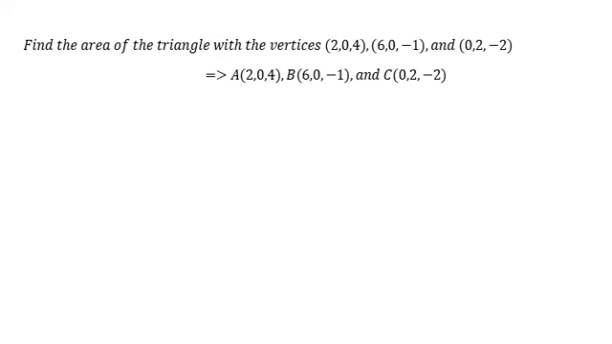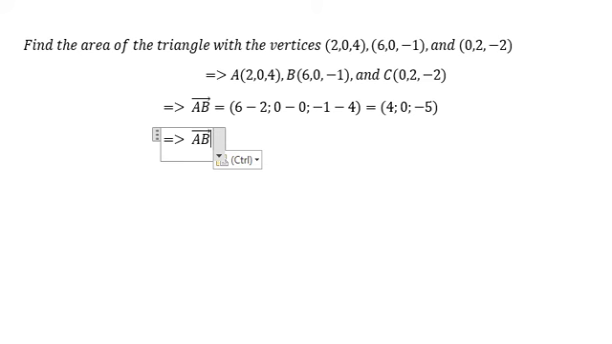The next one is about AC. We have C is 0 in here, so we have 0 minus 2, 2 minus 0, and -2 minus 4, and that's -2, 2 and -6.